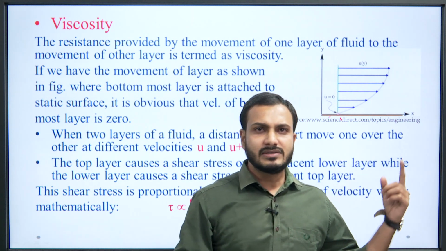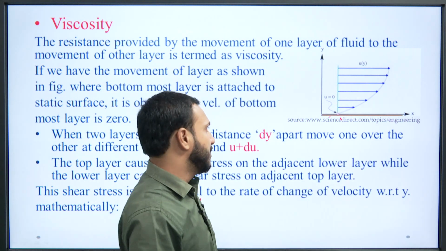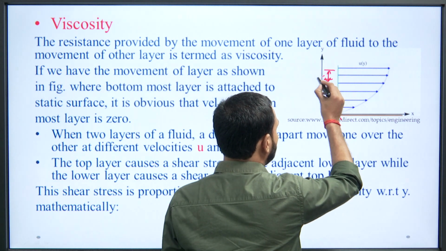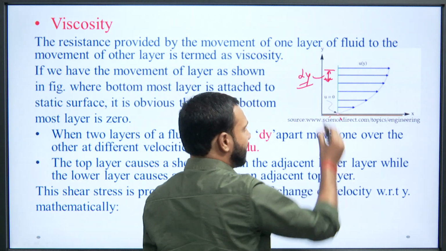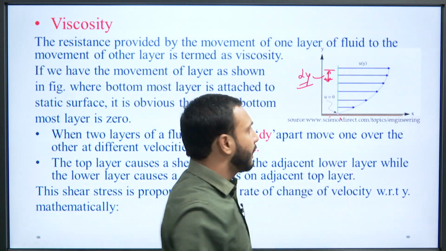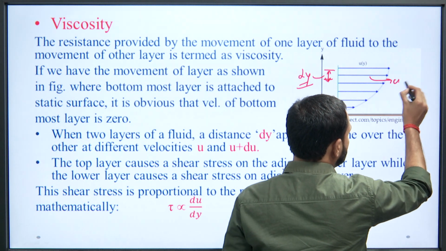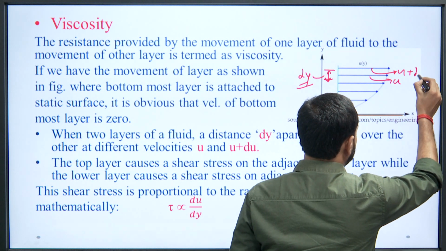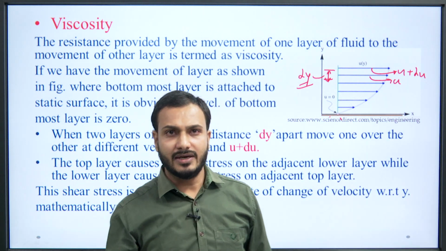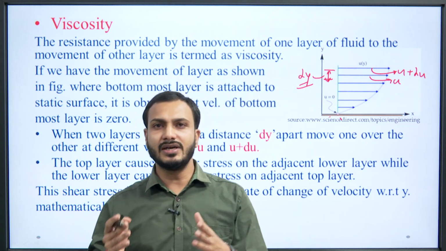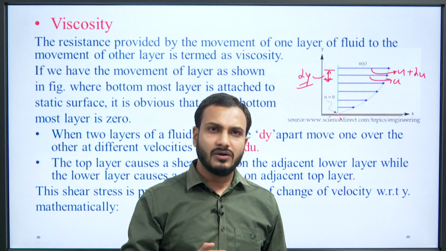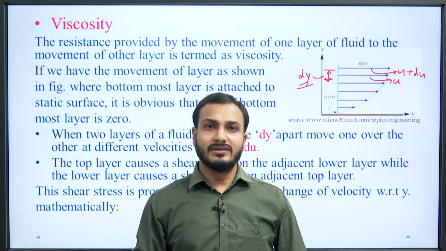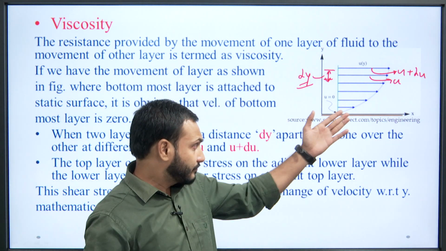When two layers of the fluid are at a distance dy apart from each other, let us suppose this is the distance between the two layers. The layer below is moving with velocity u, and this layer is moving with velocity u plus du. So, we can say that the top layer causes a shear stress on the adjacent lower layer, while the lower layer causes a shear stress on the adjacent top layer.